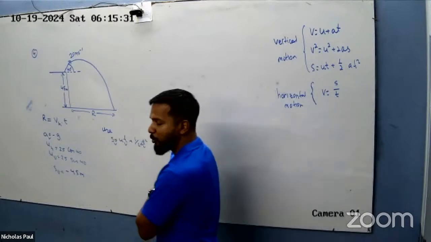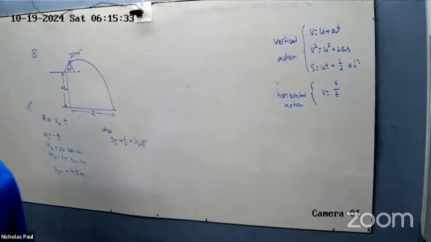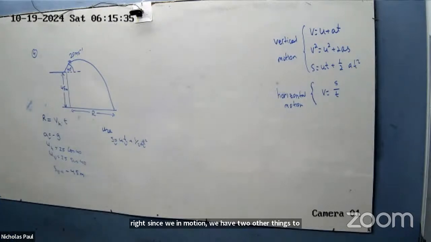Right, since we're in motion, we have two other things to consider next week: terminal velocity and circular motion.